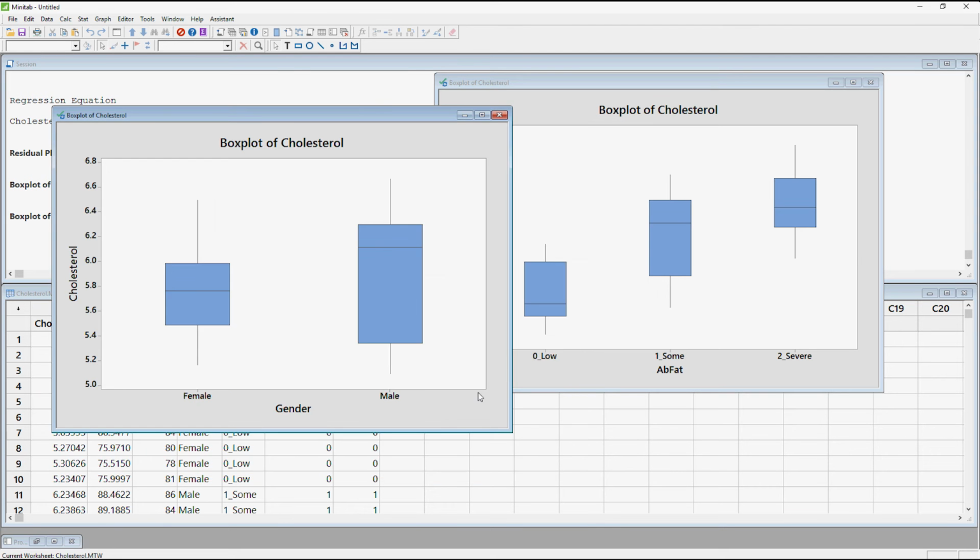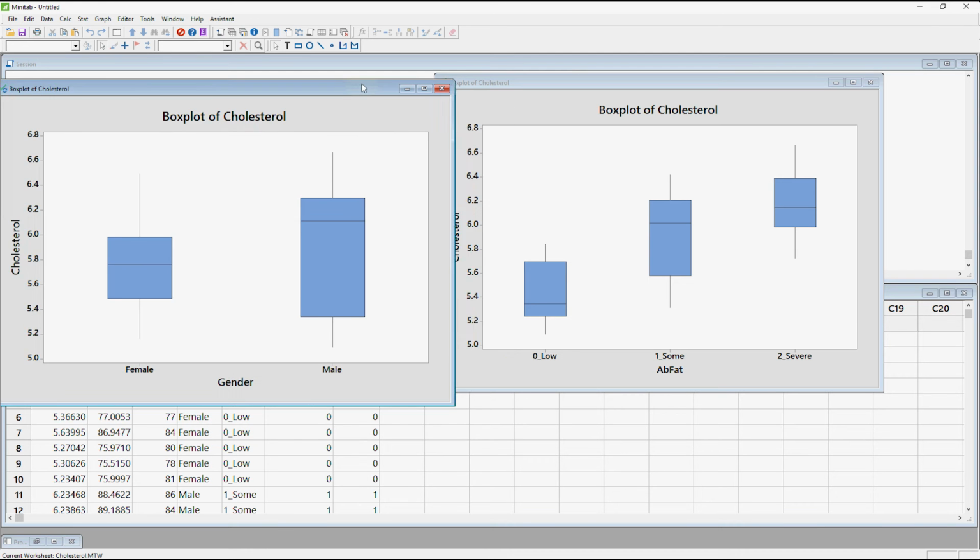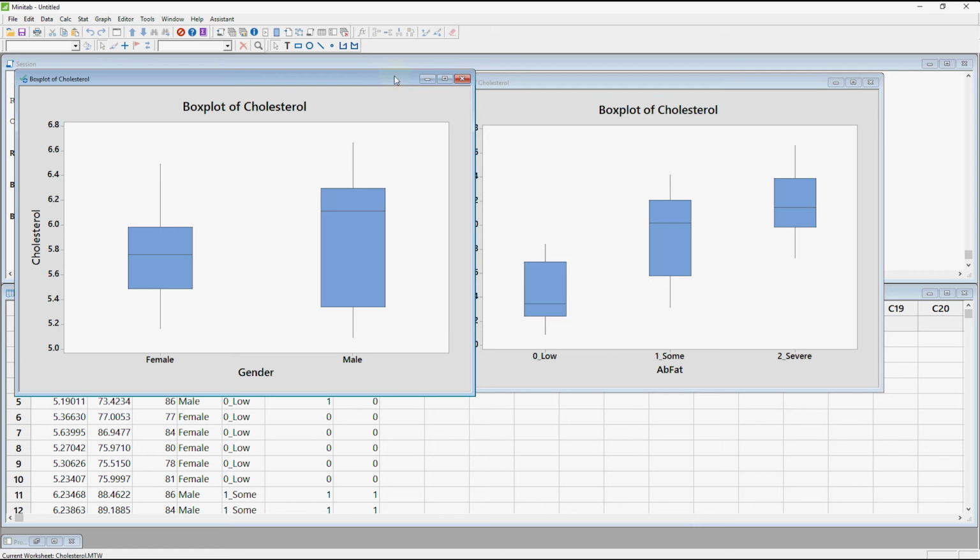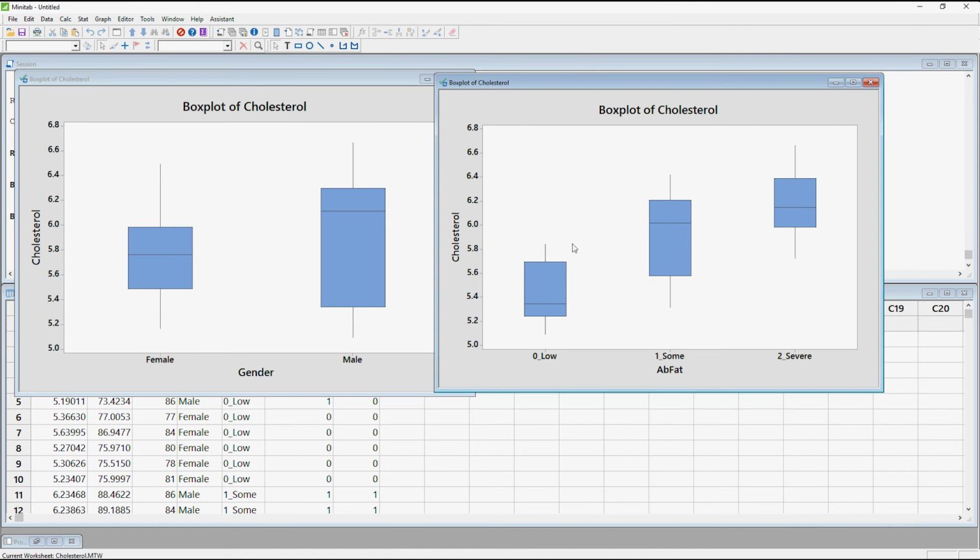So box plots and other graphs are always good for illustrating things, but we need to back them up with some analysis. So if we were going to do these by themselves, obviously we could do an independent t-test if we just had the two groups, the male and female. If we had these three levels of abdominal fat, we could do a simple analysis of variance. I'm not going to run either of those here. I'm going to look at doing everything all together.